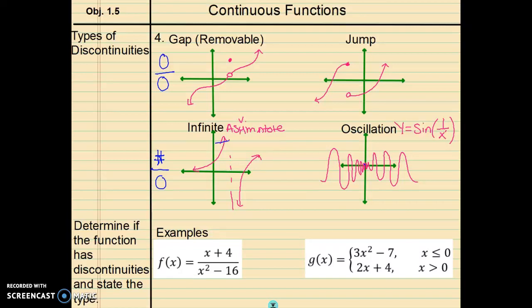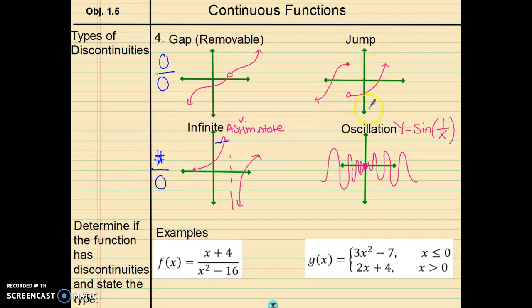Okay, so in this second video, we're going to continue talking about continuous functions, but we're actually going to look at types of discontinuities. I have 4 types of discontinuities here that you're going to encounter. The first one is called a gap. That's sometimes called removable. Graphically, this is what it looks like, and usually what happens is that you get a 0 over 0. You do not have to have a point. It could easily just be a gap, and you identify it again with a 0 over 0.